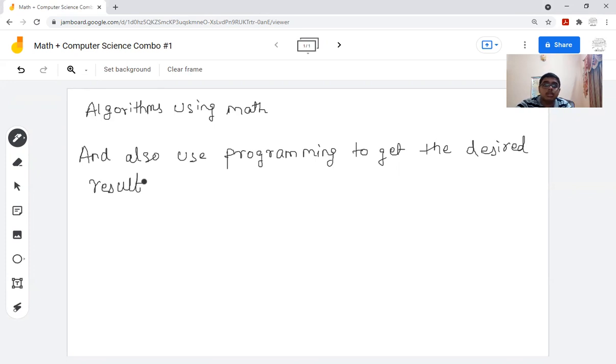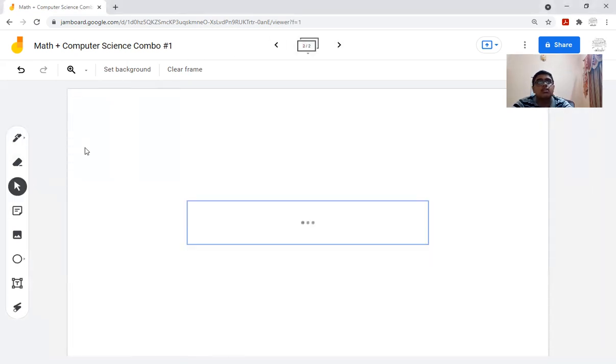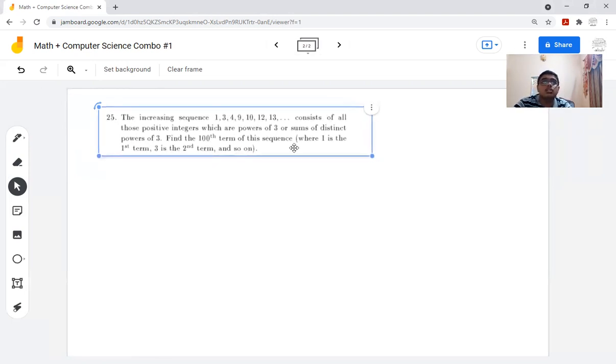So now let's begin with a really very interesting problem, which is here. I'll be pasting it here. So here it is that it says that the increasing sequence 1, 3, 4, 9, 10, 12, 13 consists of all those positive integers which are powers of 3 or sums of distinct powers of 3. Find the 100th term of this sequence.